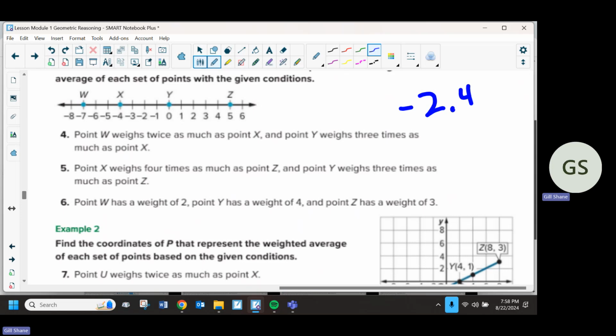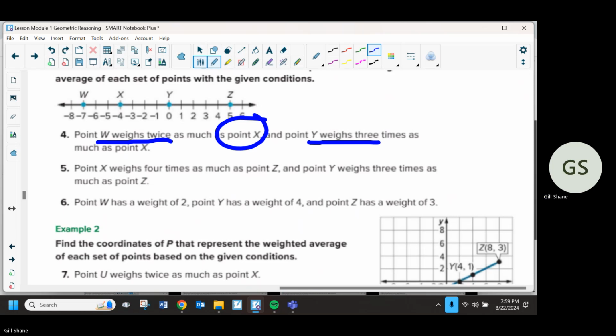Let's see. Again, they're giving you more points than you need, so you just ignore any points they don't talk about. I'm not going to keep redrawing. I'll just highlight on the number line which points we're using. If they tell you the point weighs twice as much, that's going to be a 2. They tell you y weighs 3 times as much, that's going to be a 3. They don't say anything around x about it weighing anything, which means x is going to be 1.